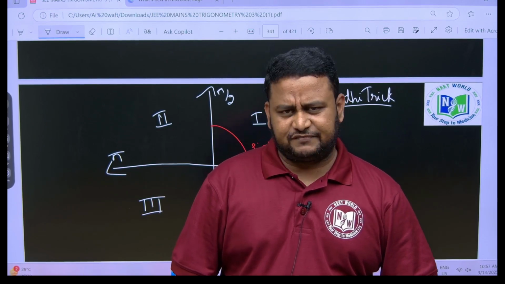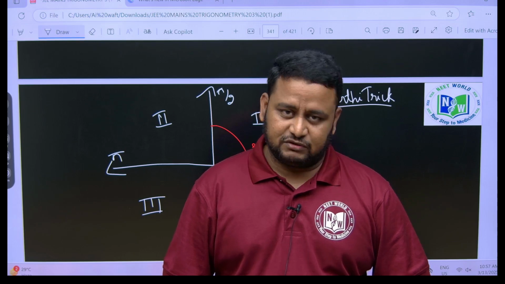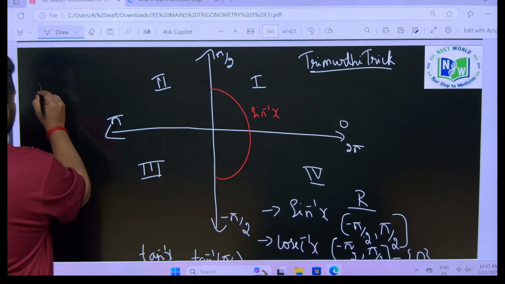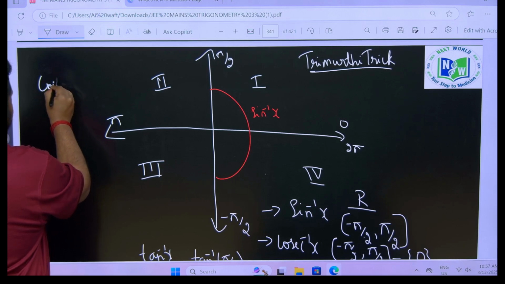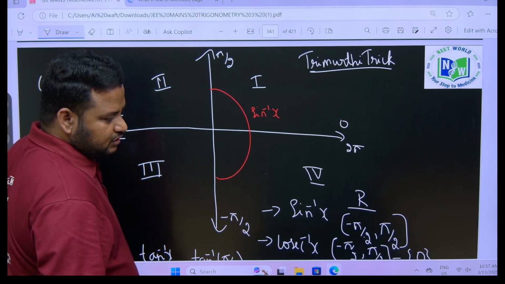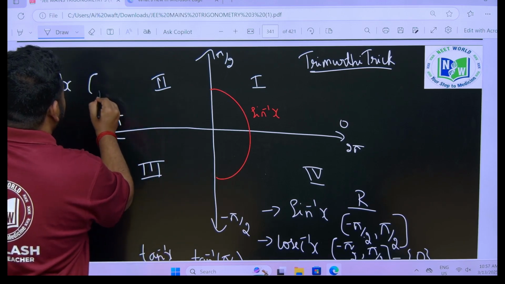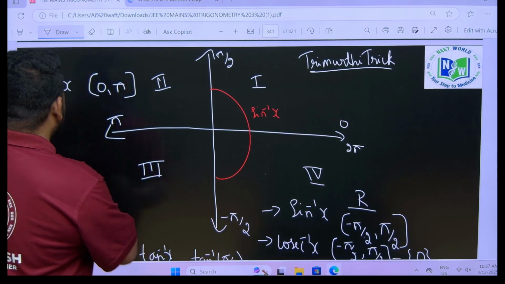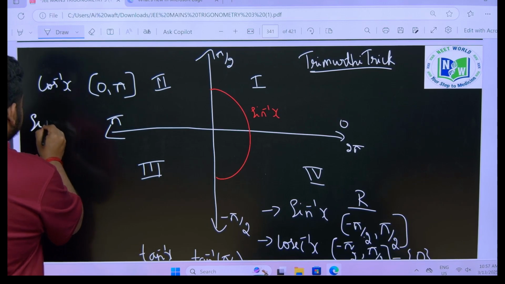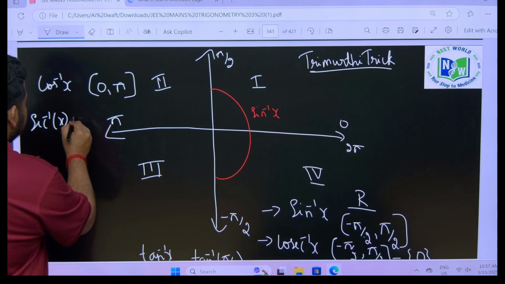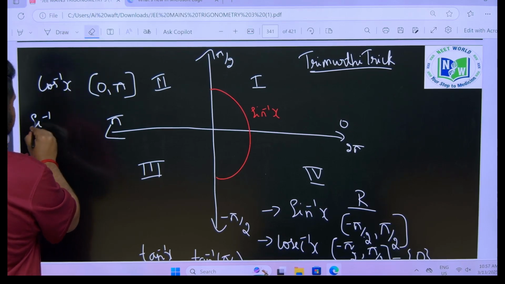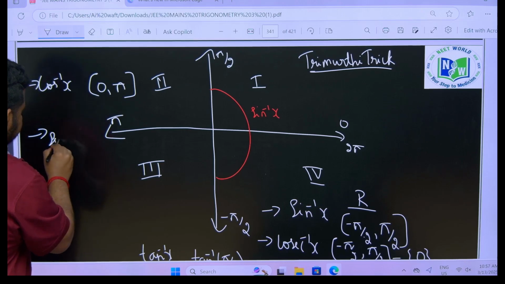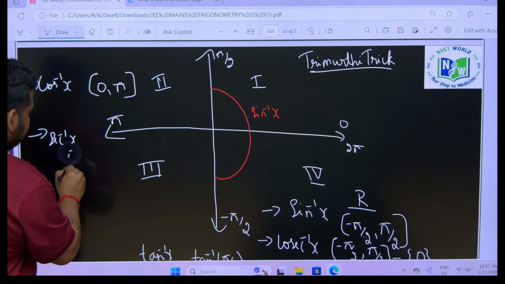Now what about cot inverse of x, cos inverse of x and also secant inverse of x? Let us have a look at it. See here, friends. What is the range of cos inverse of x? It is 0 comma pi. What about secant inverse of x? This is also 0 comma pi. Let me write it here.